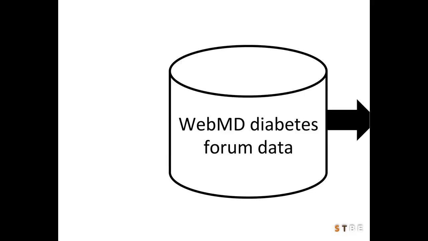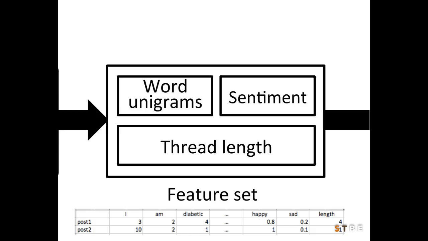We first began with WebMD Diabetes Forum data, and from the questions that members asked in this community we extracted word unigrams, meaning the frequency of words that occur in each post; sentiment, meaning how sad or happy the post is, using a tool validated by psycholinguistics literature; and the length of the thread, which was an indicator in our prior work of the attention that they seek from moderators.